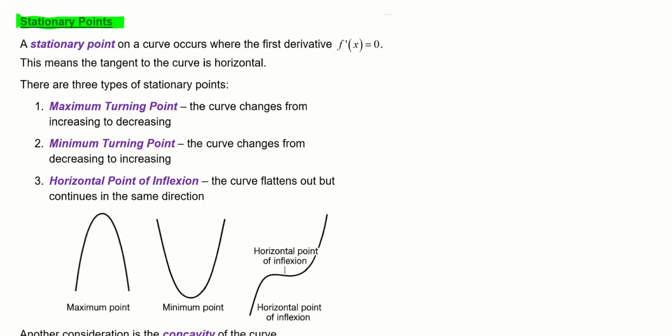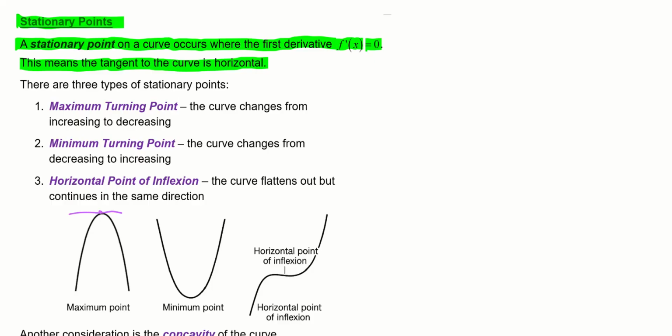Stationary points. A stationary point on a curve occurs where the first derivative, f dash of x or dy/dx, is equal to 0. This means the tangent to the curve is horizontal, and we can see that on the points we have below, meaning that at these points the gradient is 0.